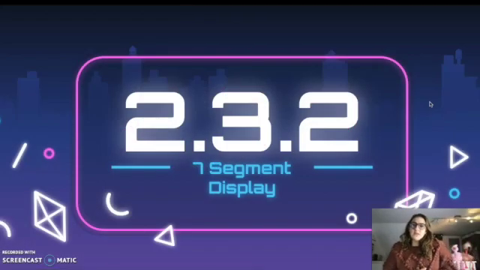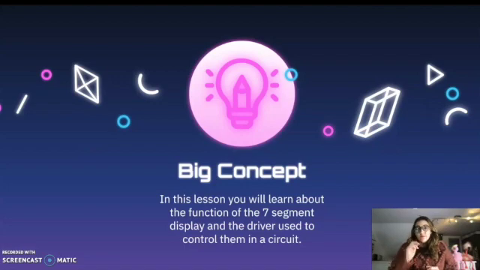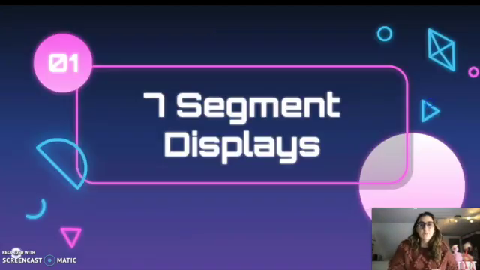Students, this lesson is 2.3.2 and we're going to be focusing on 7-segment displays. The big concept of this lesson is that you're going to learn about the function of 7-segment displays and the driver IC chip that we use to control them within a circuit. This is going to be broken into 2 parts. The first focuses on just the 7-segment display, and part 2 is the driver. We're going to need both for our lesson tomorrow, so let's get started.